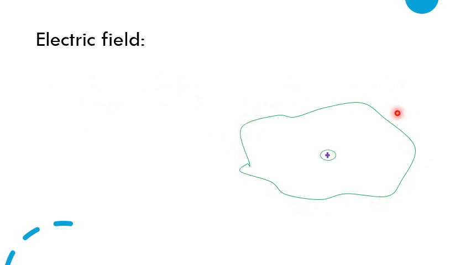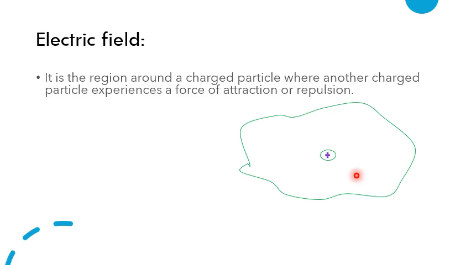Look at this arbitrary region in space around this positive charge. If you bring a negatively charged electron or a positively charged proton into this field, that would experience an electrostatic force of attraction or repulsion, depending on the charge of the particle that you brought into this region. That is, similar to the magnetic or gravitational field, there is a region in space around this charged particle where another charged particle experiences a force of attraction or repulsion. That region is what we call electric field. So, it's a region around a charged particle where another charged particle experiences a force of attraction or repulsion.